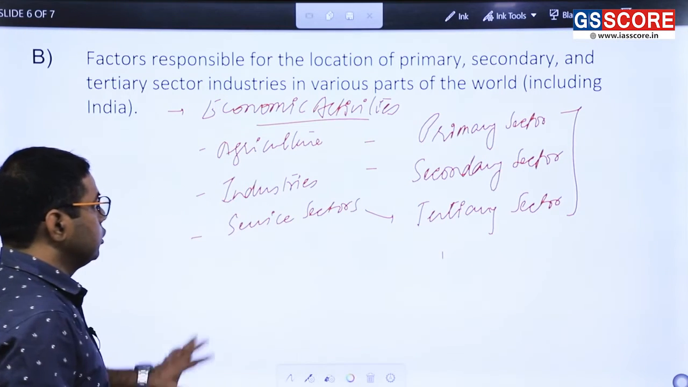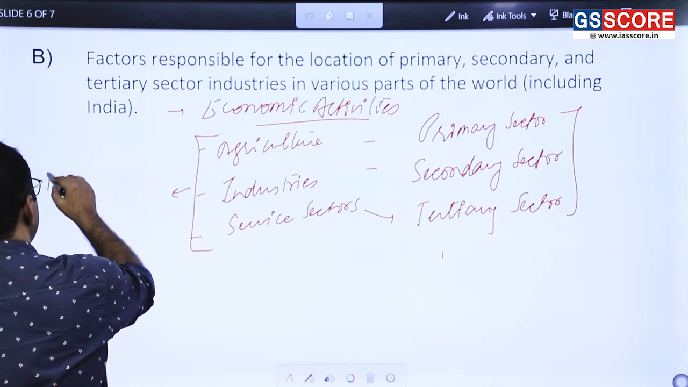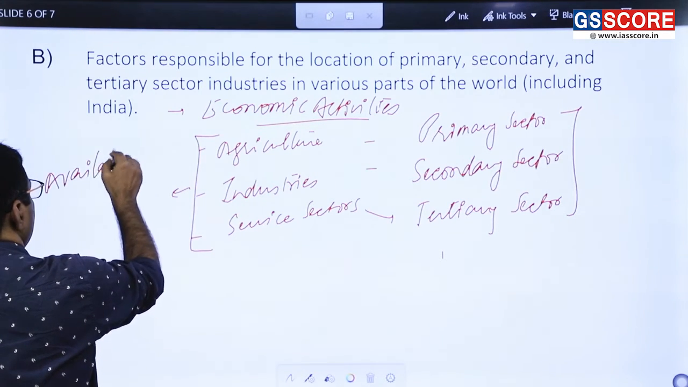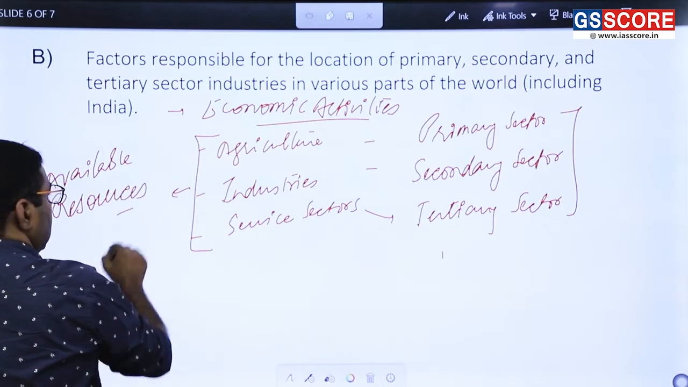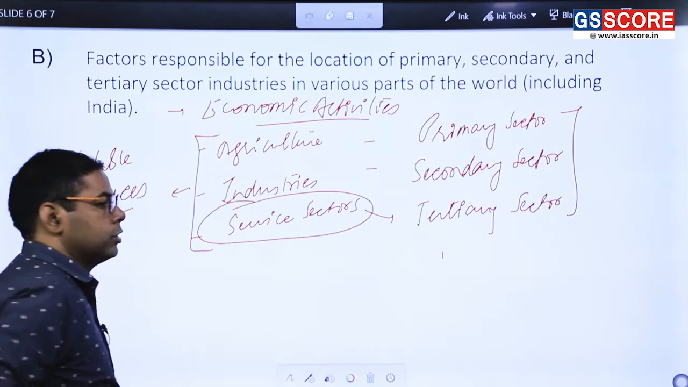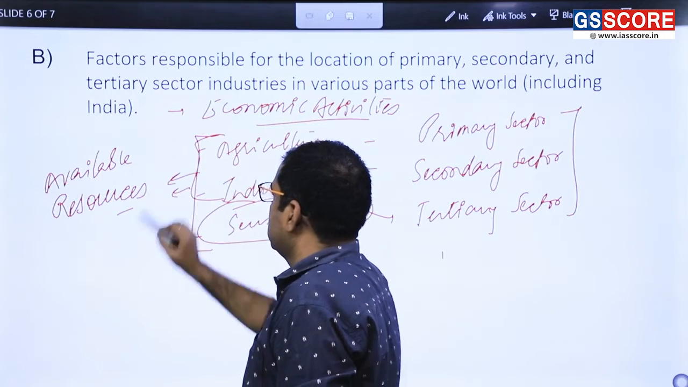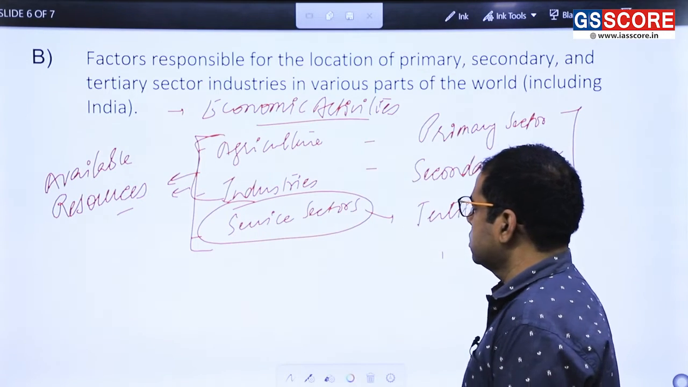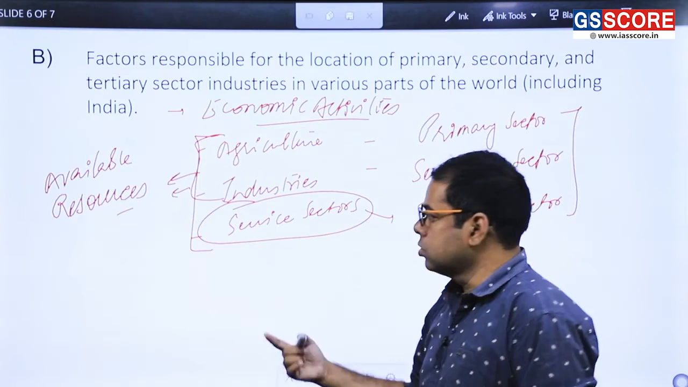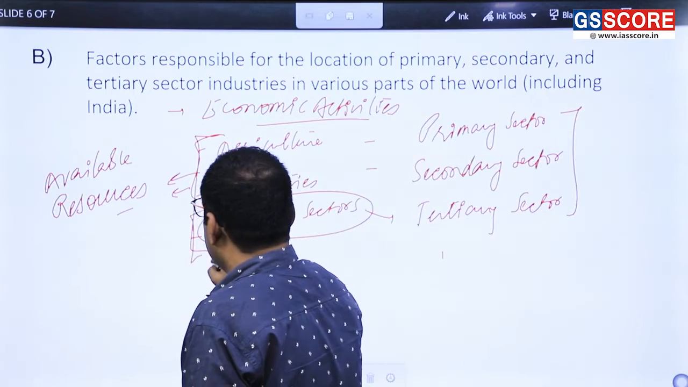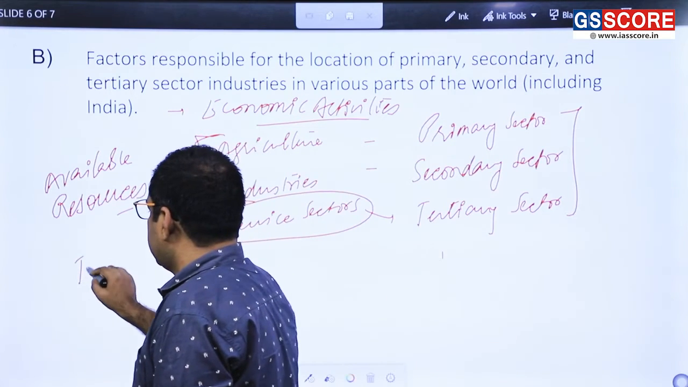Now these three sectors are based on available resources, except the service sector, right? So we can say two sectors are based purely on the available resources. The service sector is also based on resources, but its resource is not the traditional, not the natural resource, that is, the intangible resource.